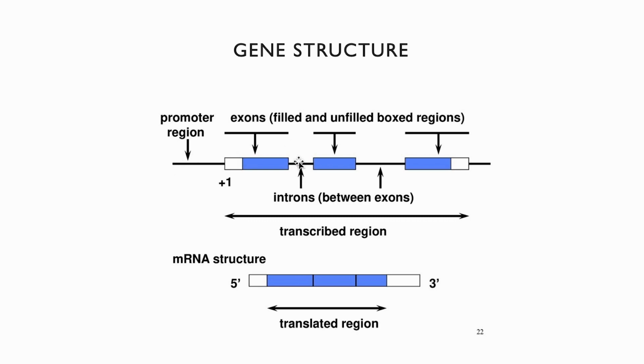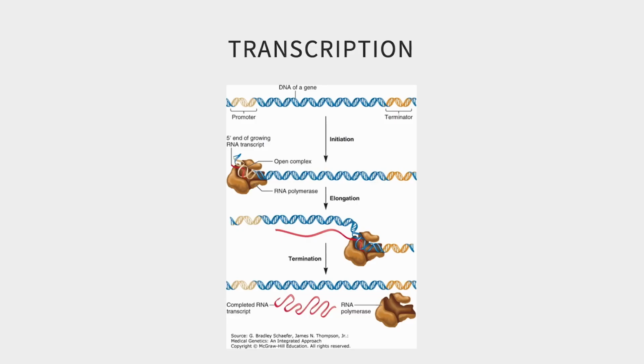Now notice that we transcribed all this region of the gene, but at the end, in the messenger RNA, we are going to have only the exons and not the introns, or the introns are removed. And we have the final messenger RNA structure, which is only the exons without the introns. Let's look at more details here.